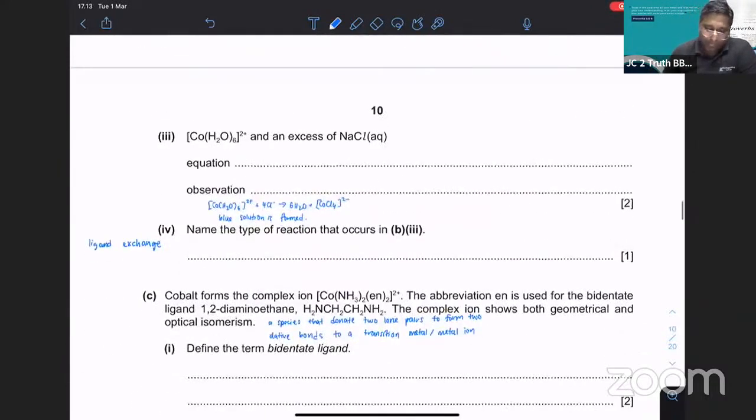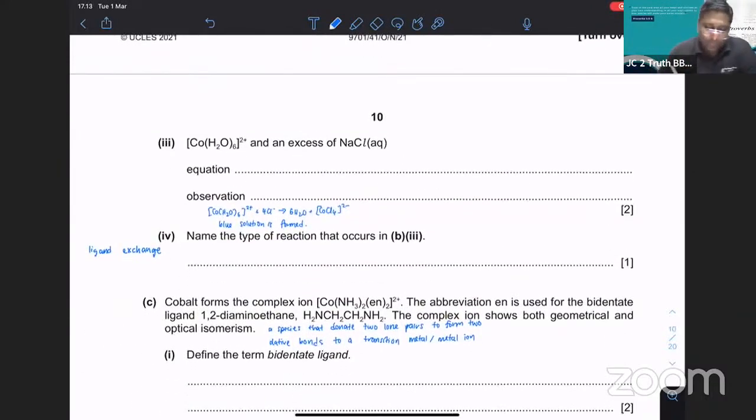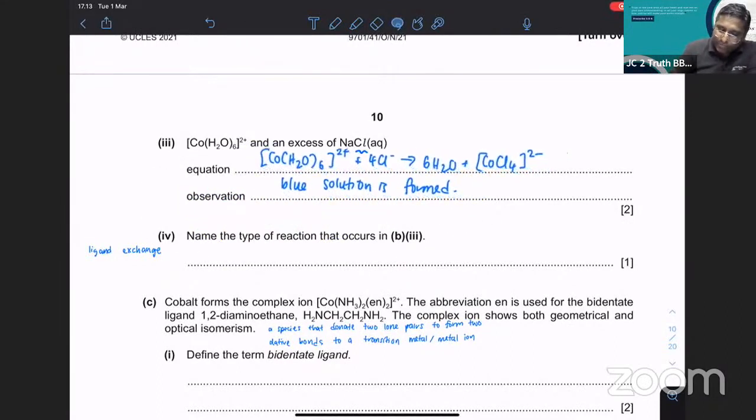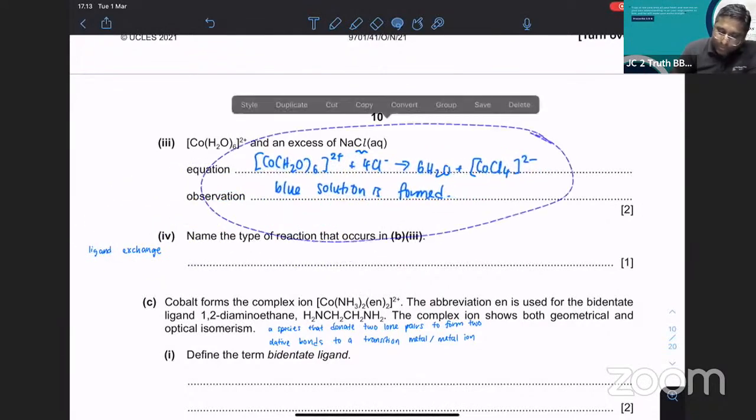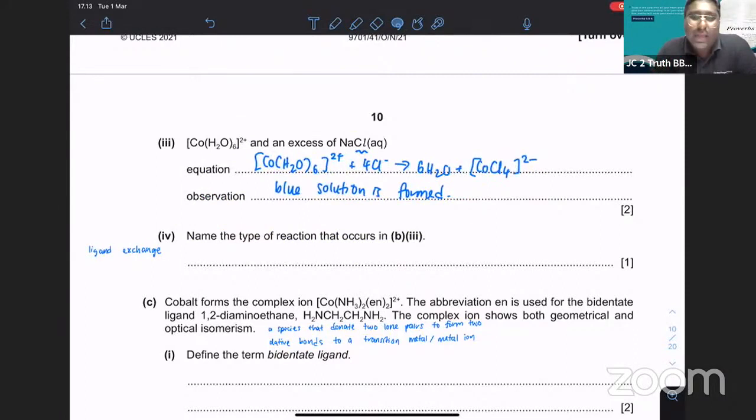Next is going to be if you are reacting with Cl minus. What will you get? You are going to get this CoCl4. Now CoCl4 is also going to be a blue solution. So I'll just put it here. You are going to get this blue solution, which is a tetrahedral also. So it's going to be aqueous, this is liquid, this is aqueous, and this is going to be aqueous. So a blue solution is going to be formed.